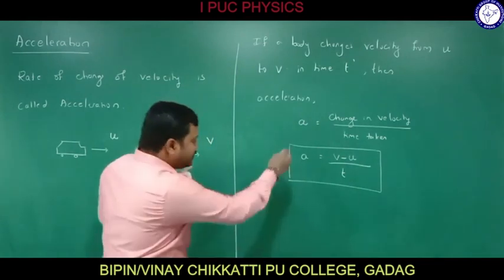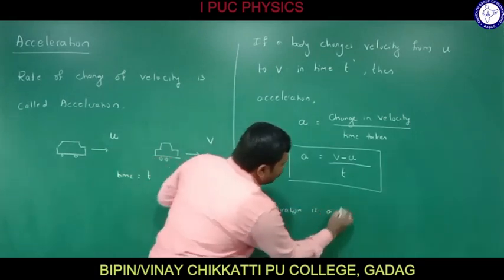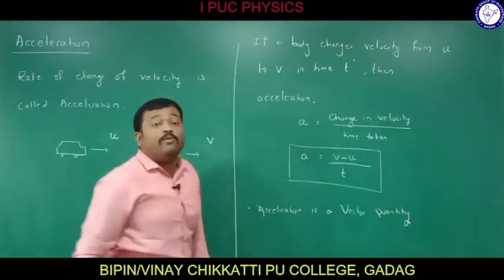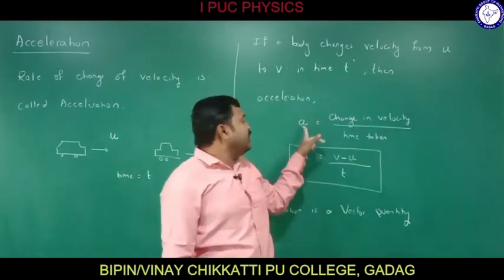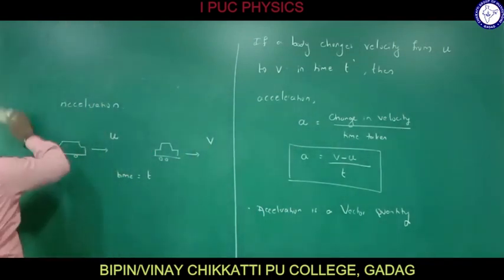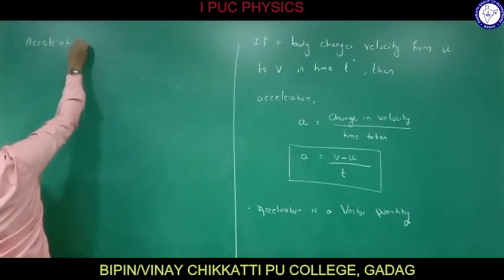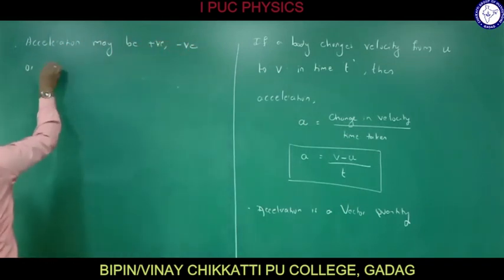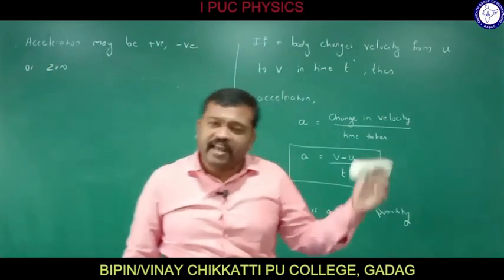And do remember, acceleration is a vector quantity, because acceleration depends upon velocity, and velocity is a vector quantity. Definitely acceleration must be a vector quantity. If acceleration is a vector quantity, it may be positive, negative, or zero. Yes, vector quantities may always be positive, negative, or zero.